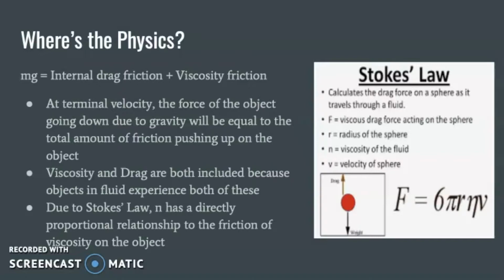Viscosity and drag are both included because objects in a fluid experience both of these forms of friction. And due to Stokes' law, the figure on the right, η, which is viscosity, has a directly proportional relationship to the friction of viscosity on the object.